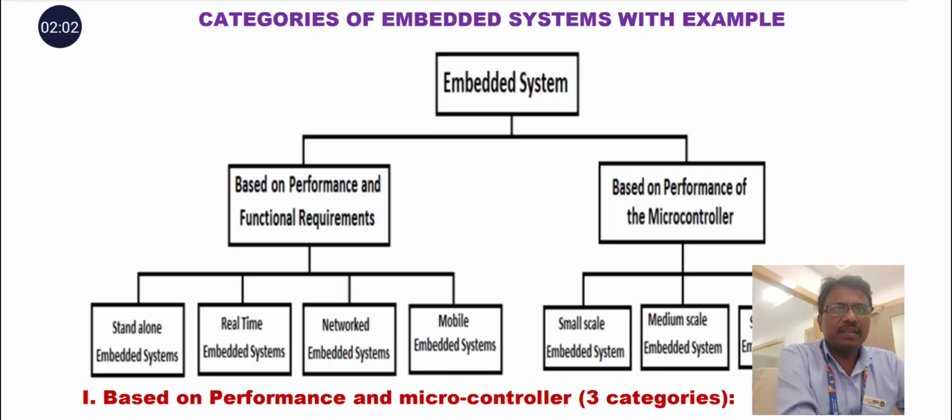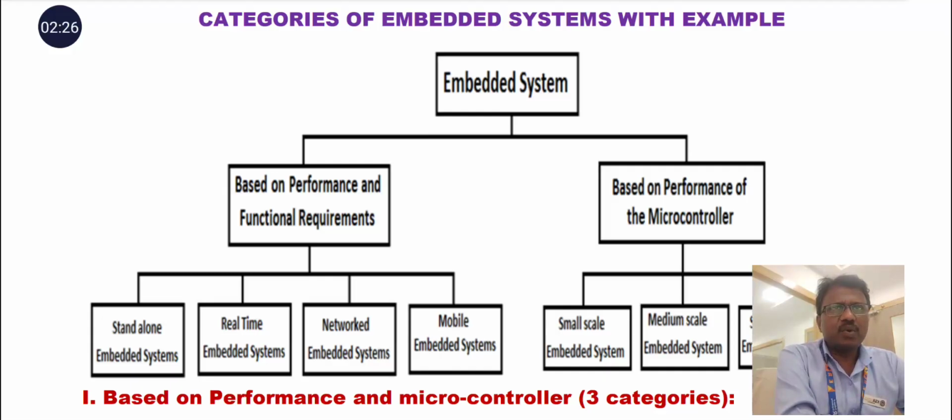For this reason, embedded systems are classified into three categories. First one is small scale embedded system, medium scale embedded system, sophisticated embedded systems. These three are under the category of based on performance of the microcontroller. Let us discuss each category in details.